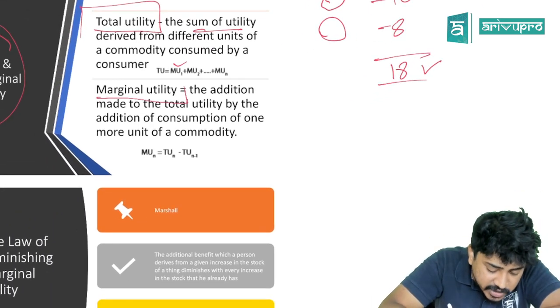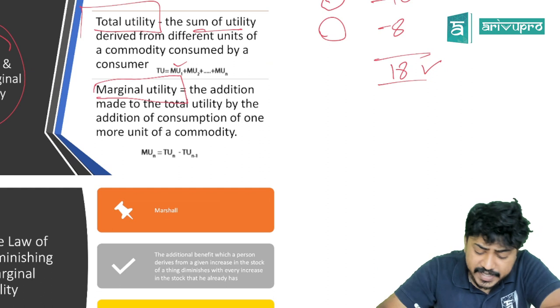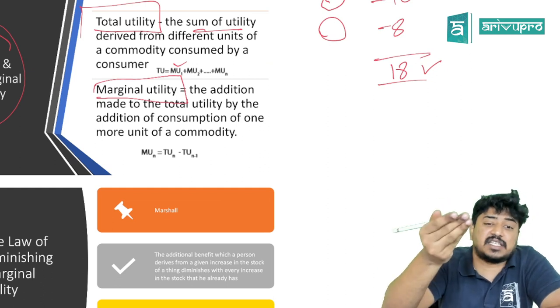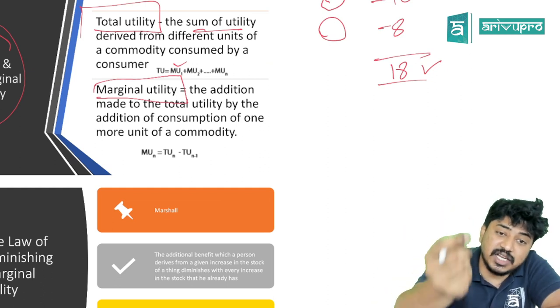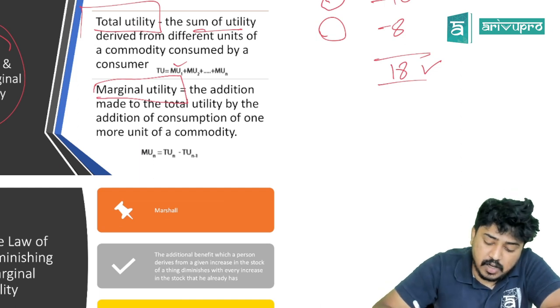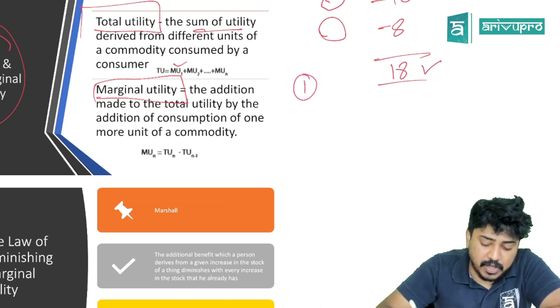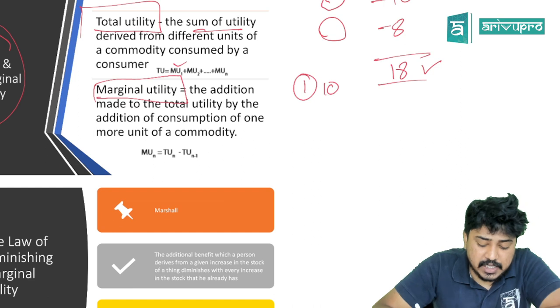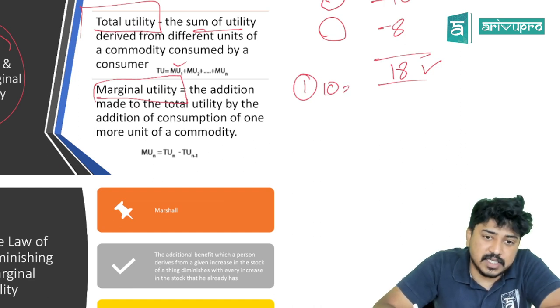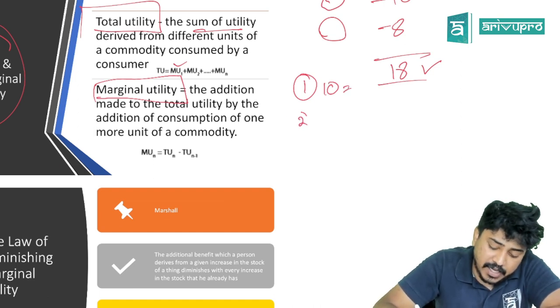What does marginal utility mean? It is the additional satisfaction which I am getting from consuming an additional unit. When I consume the first unit of apple, I got how much? 10. So what is the MU of 1? MU1 is 10. Second apple I got, right?